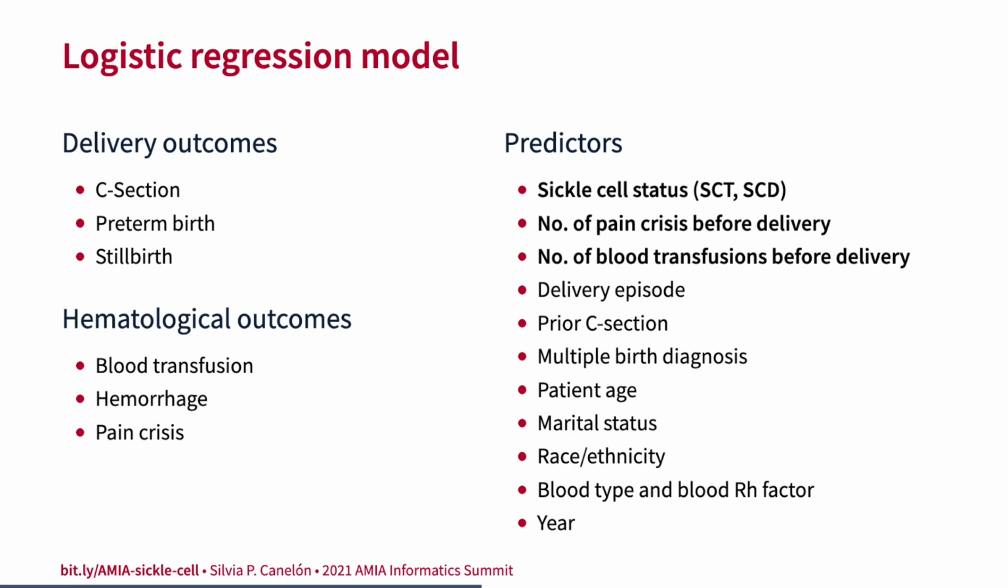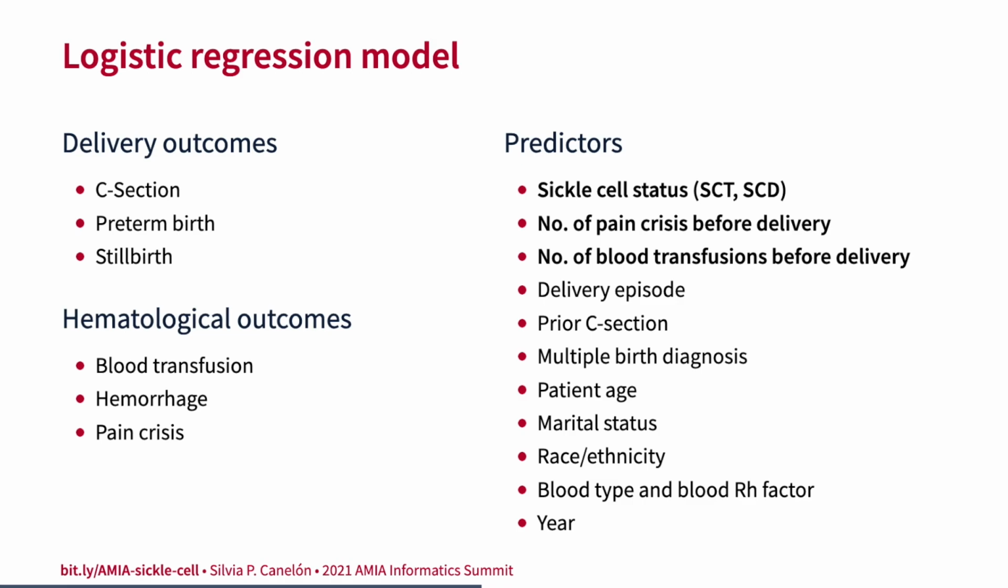And then in terms of the predictors that went into these models, we of course considered sickle cell status, so whether a patient had sickle cell trait or not, and whether a patient had sickle cell disease or not, the number of pain crises that a patient might have experienced before delivery, as well as the number of blood transfusions that a patient might have received before delivery. We also included in the model and accounted for a delivery episode. So was this the patient's first pregnancy, second pregnancy, and so on.